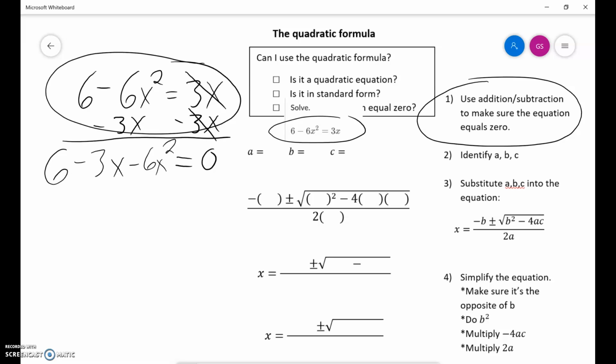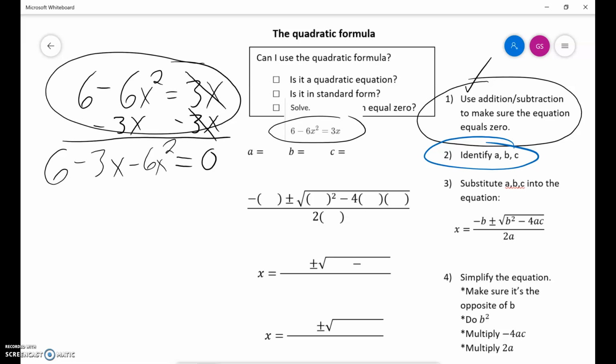So now with this, I want you to go ahead and figure out what is A. So we've got this first step done. What is A, what is B, and what is C? So pause the video, figure out what A, B, and C are, and then press play and see if you did it right.